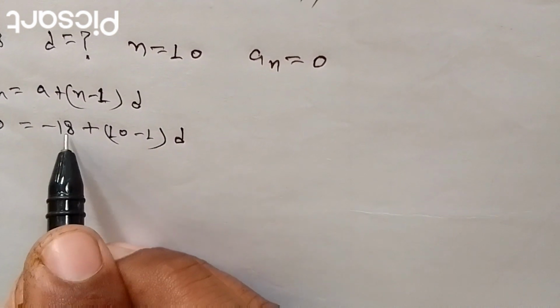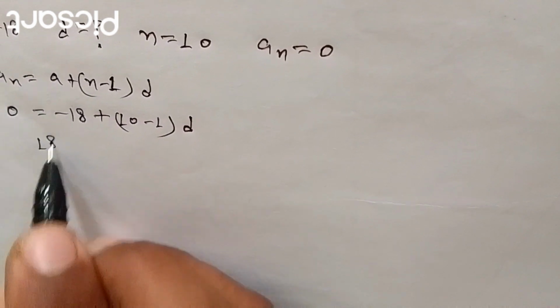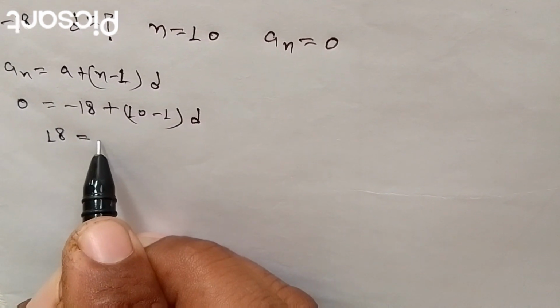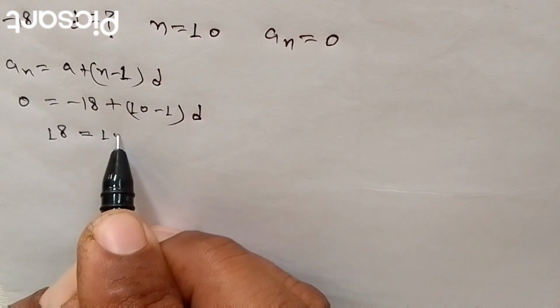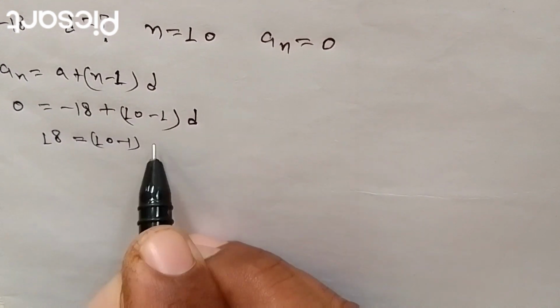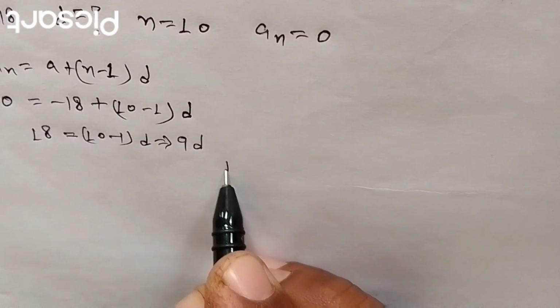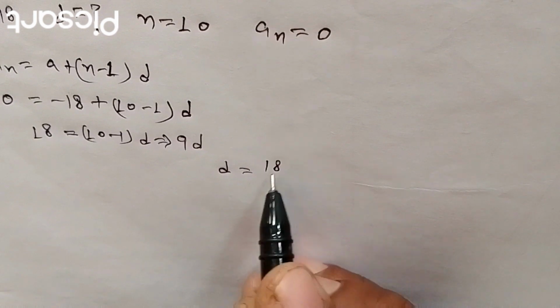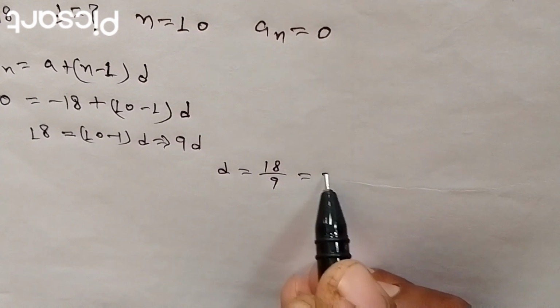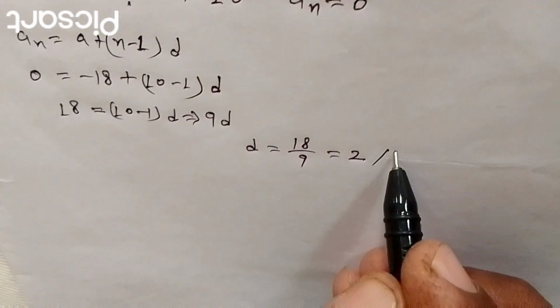So we will carry 18 towards the other side, it will become plus sign. So 10 minus 1 d, which we can write as 9d. So from this we can calculate 18 divided by 9, 2. So 2 is the answer of this part.